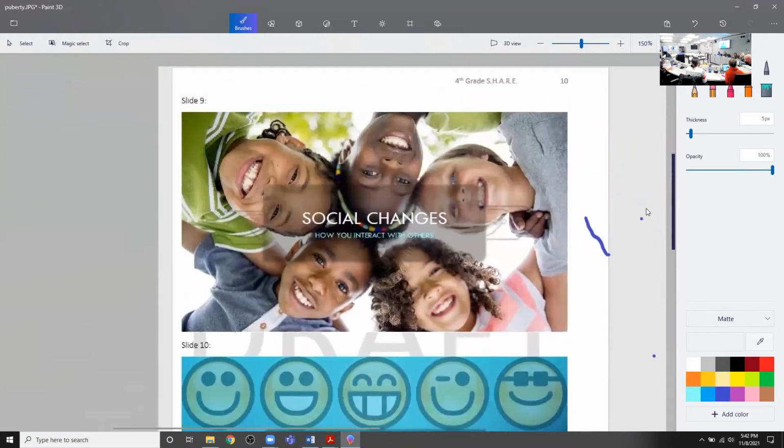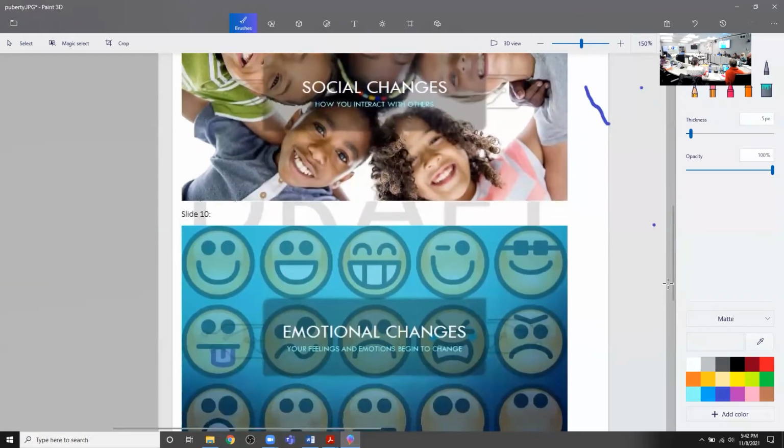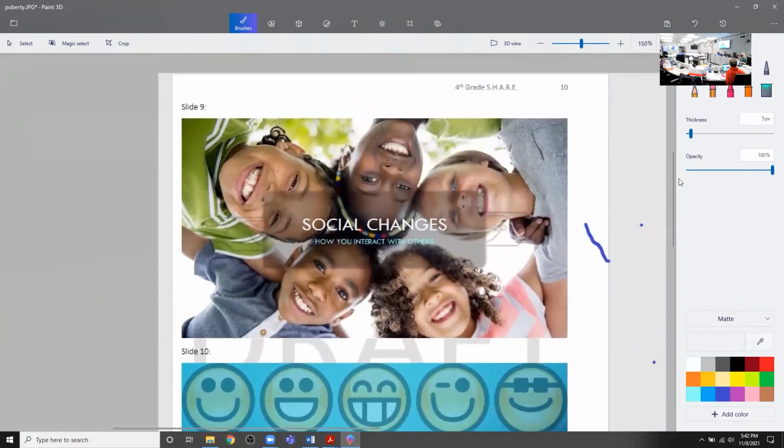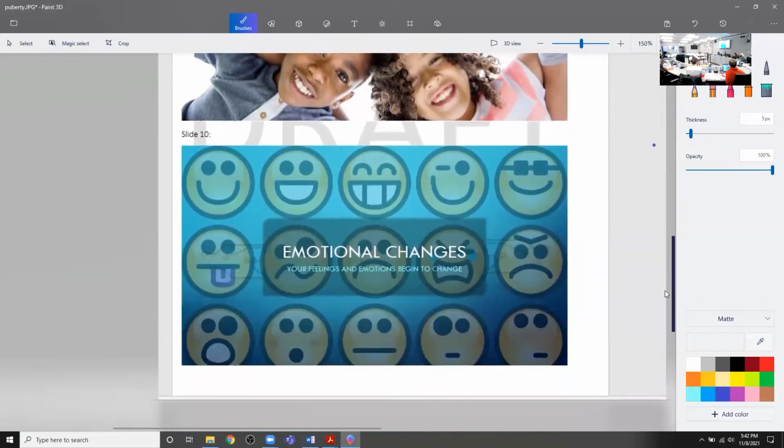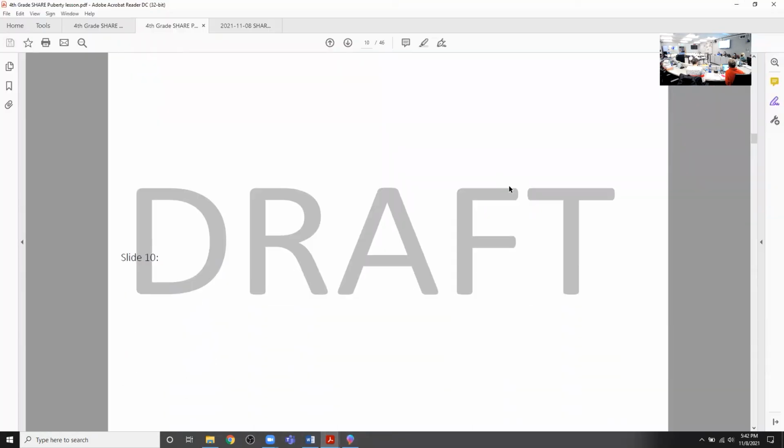Okay, thank you. I just wasn't going over enough, and instead got the purple dots. Okay, so there's slide 9 that didn't show up on the actual document: social changes, how you interact with others. And then slide 10 is emotional changes, your feelings and emotions begin to change. Going back to our lesson.